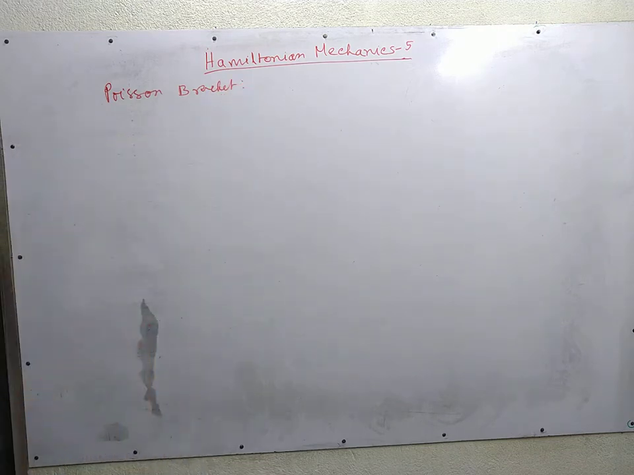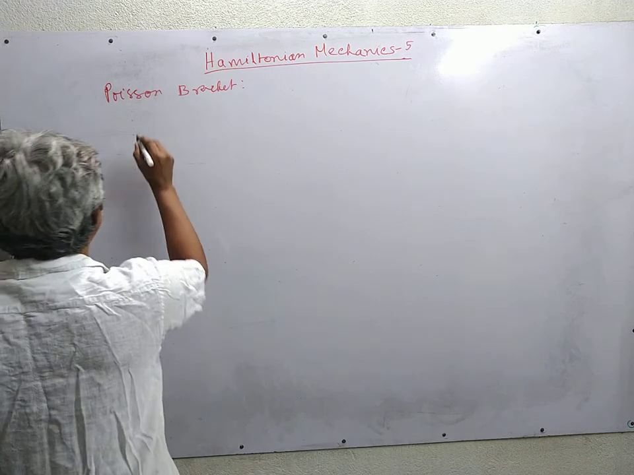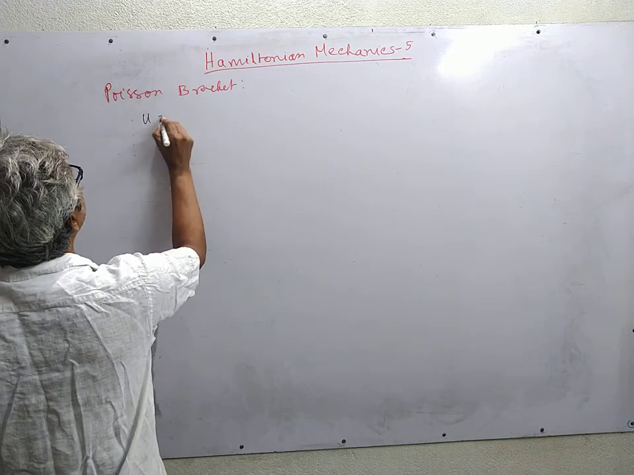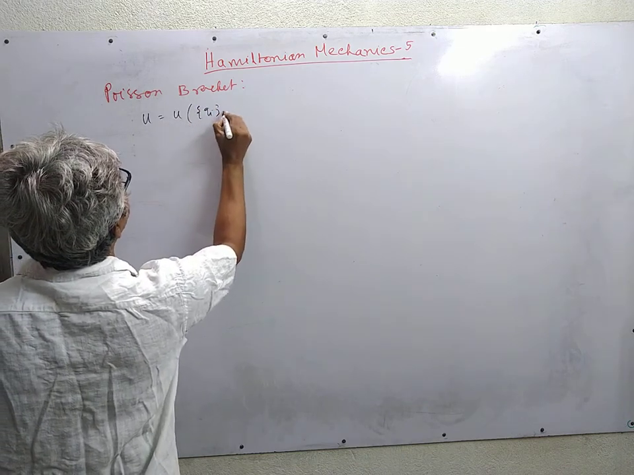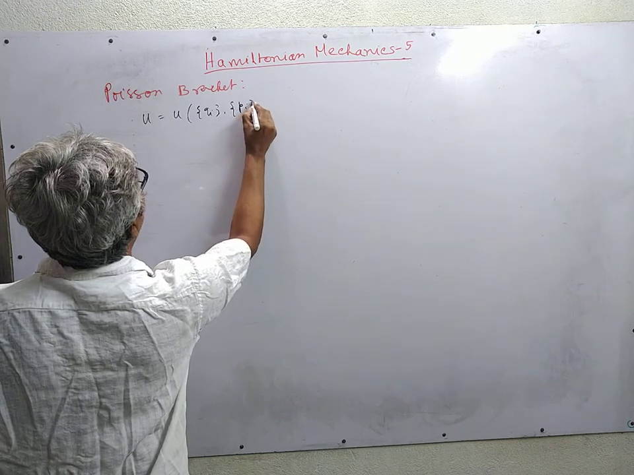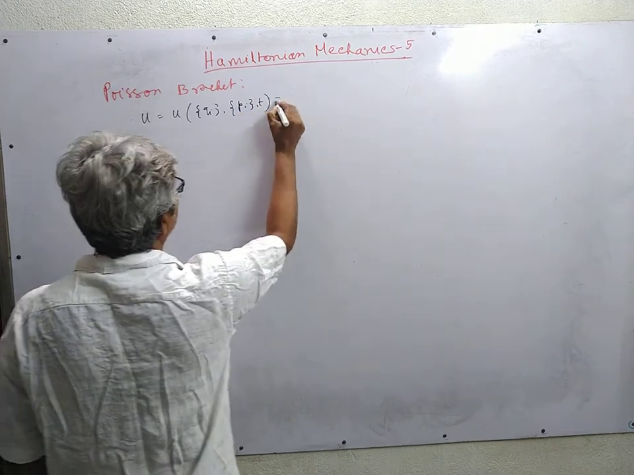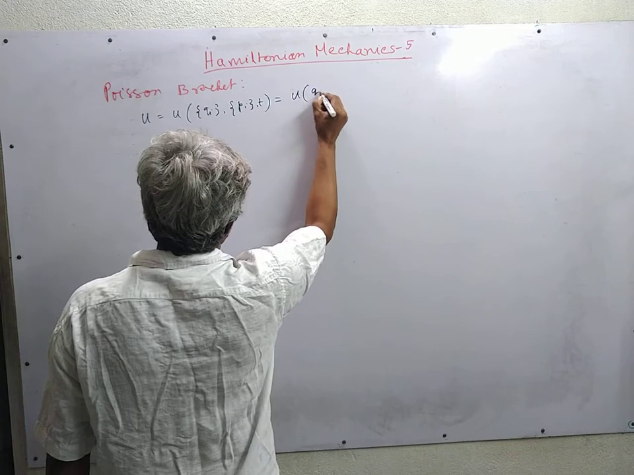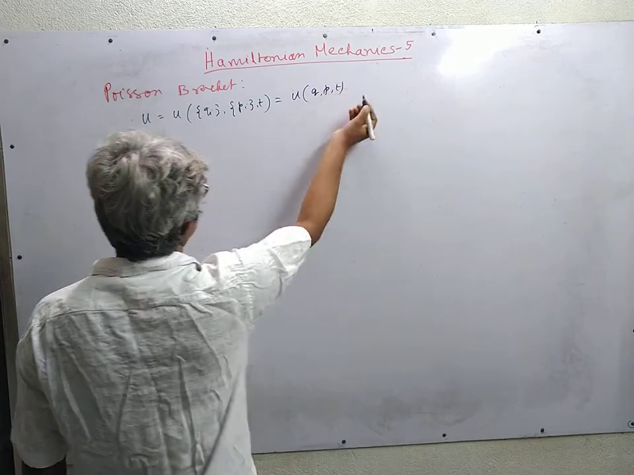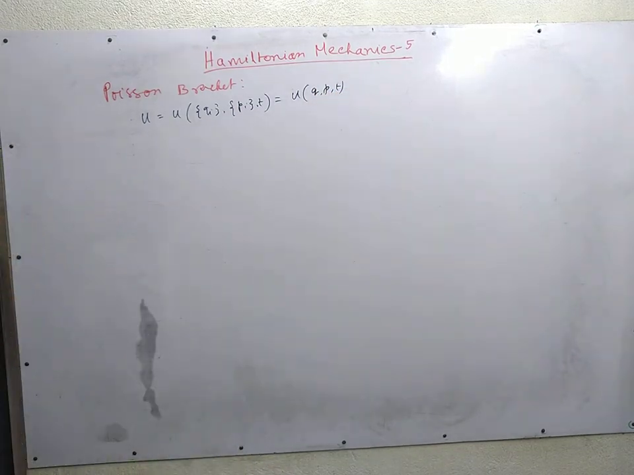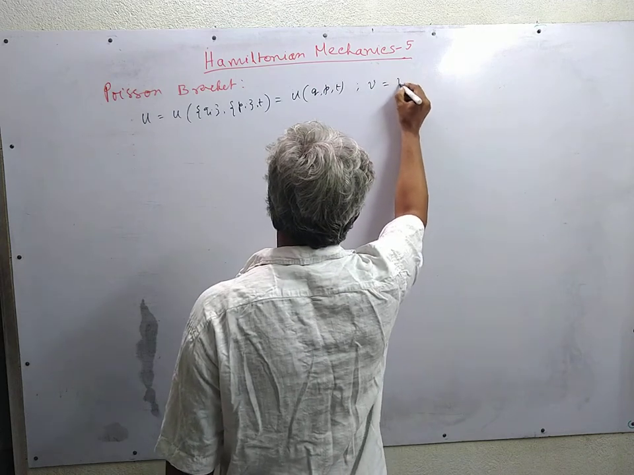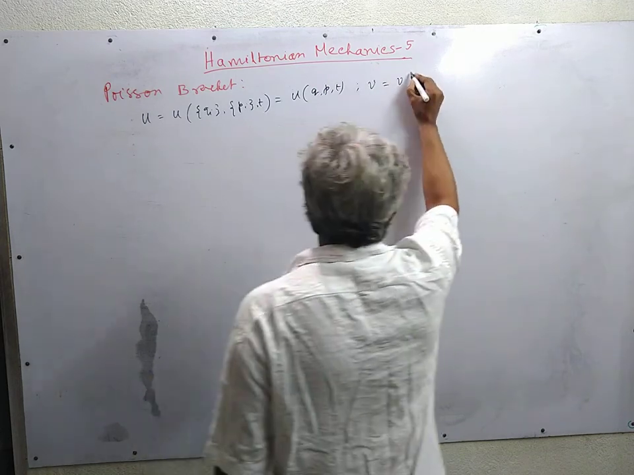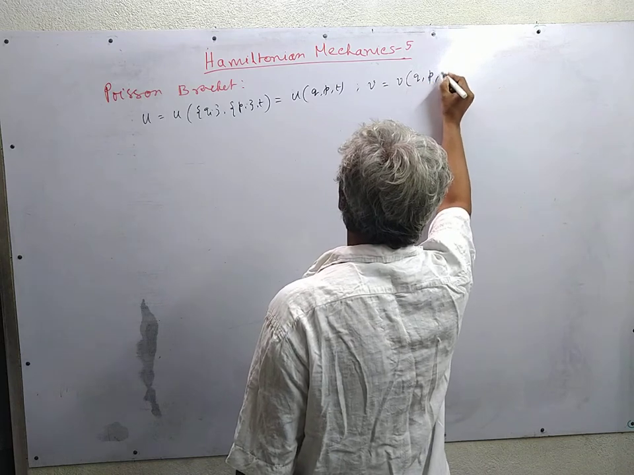We consider two dynamical quantities. U is a function of the set of q_i's, p_i's and of t, which we write in short as U(q, p, t). This means it is a function of n q_i's, n p_i's and of time t. Similarly, we have another dynamical variable V, a function of q, p, t.